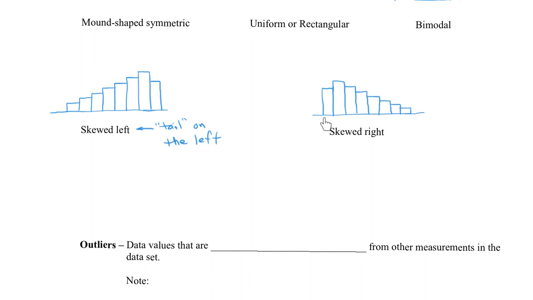So remember, this horizontal axis is a number line. They're all number lines on these histograms. So it just means that as the numbers go up, there are still classes here, but the frequencies come down as you go to the right. It's skewed right. And again, you can remember skewed right means there's a so-called tail on the right.